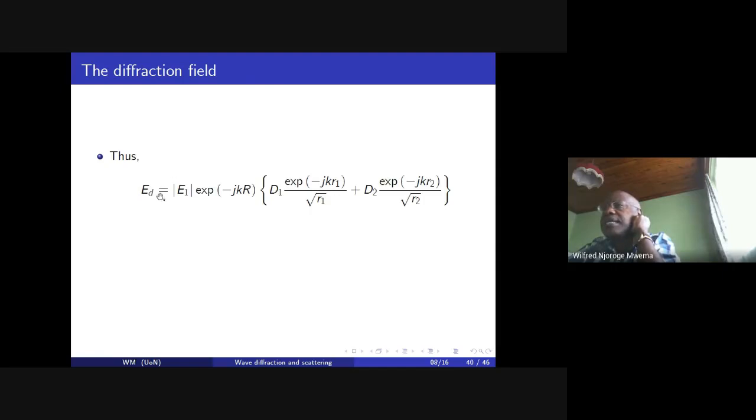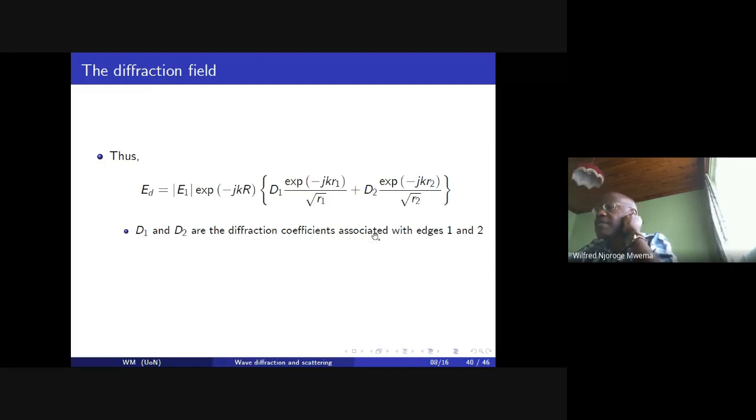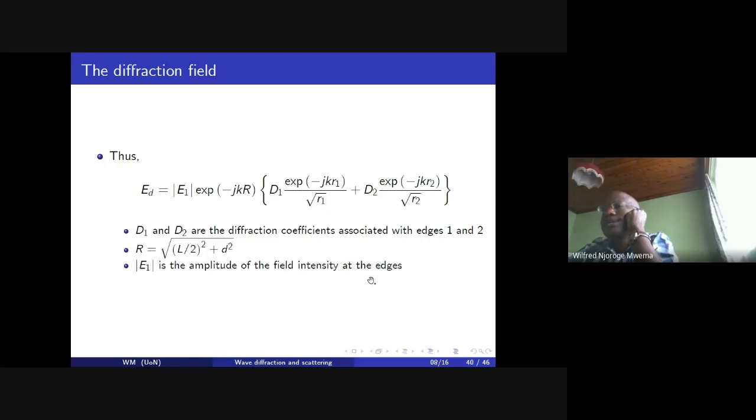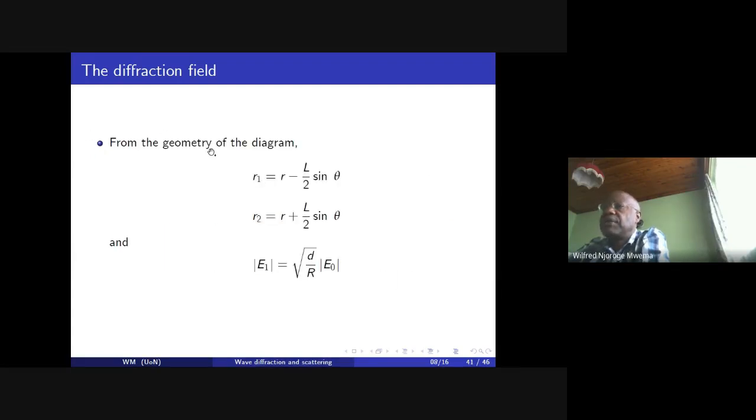The diffracted field E_D is given by that equation, where D1 and D2 are the diffraction coefficients associated with edges 1 and 2, and R is that, and the amplitude is of course given by that value at the edges. From the geometry of the diagram, we can see that R1 is given by that equation, R2 is given by that equation, and E1 is given by that equation.